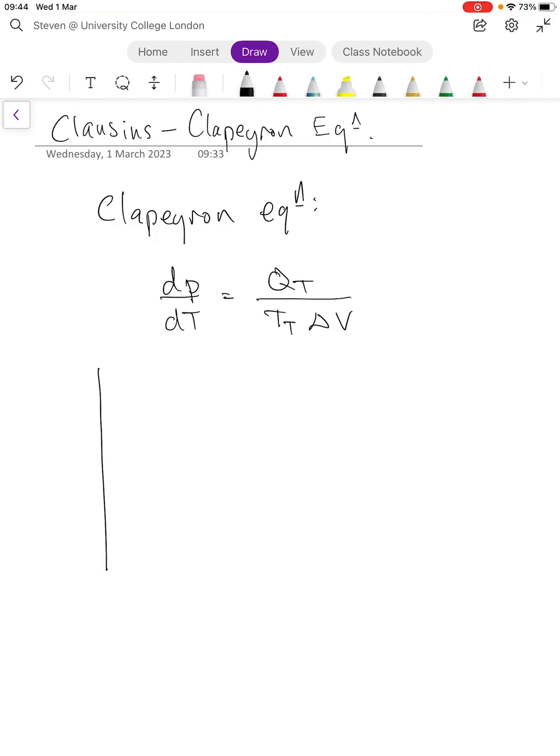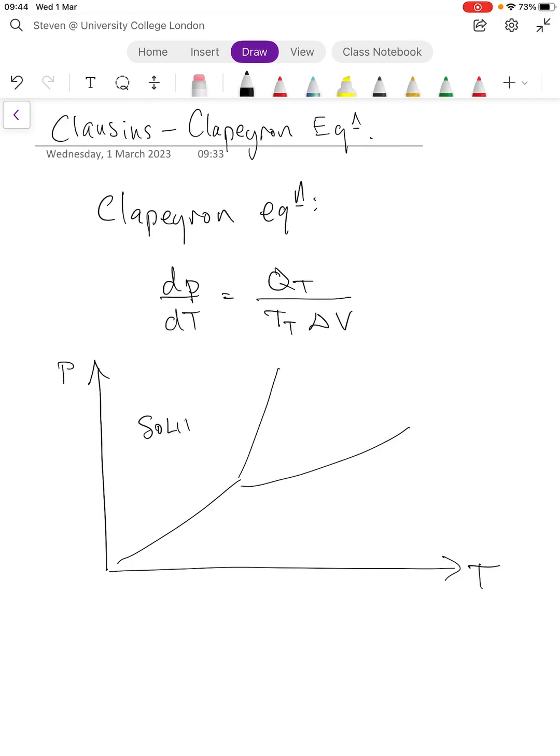And so if I sketch a phase diagram, we have temperature on the x-axis, pressure on the y-axis, and then we might have something that looks kind of like this, where over here we have the solid phase, in here we have the liquid phase, and then over here we have the gas phase. And in here we have our triple point. Over here we have our critical point. So this is just a fairly typical solid, liquid, gas phase diagram.